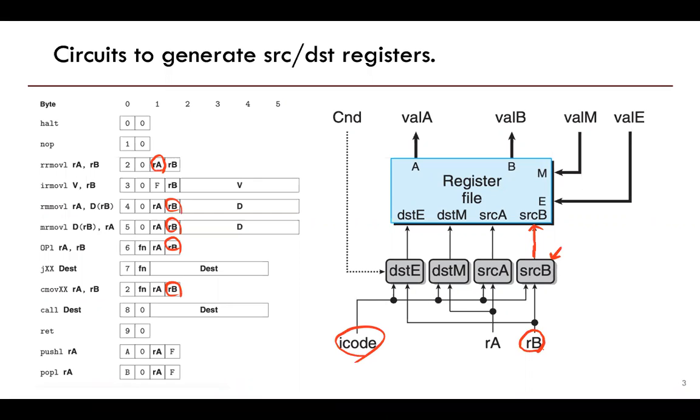Then we can write pseudo code, something like C code. Let me write a switch case statement, where the variable is icode. So if icode is 2, 4, 5, 6.